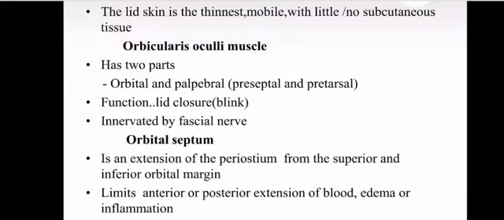The lid skin is the thinnest, mobile, with little or no subcutaneous tissue. The next one is the orbicularis oculi muscle, which has two parts, orbital and palpebral. Their function is to close the lids, that is the blink phenomenon. It is innervated by the facial nerve. The orbital septum is an extension of the periosteum from the superior and inferior orbital margin, which limits the anterior or posterior extension of blood, edema or inflammation.